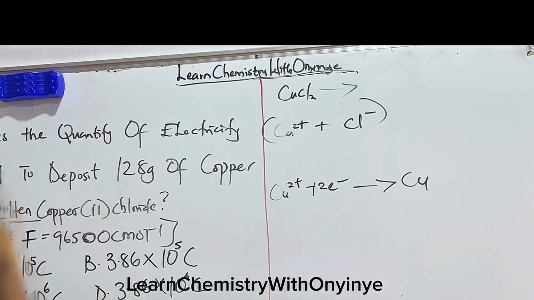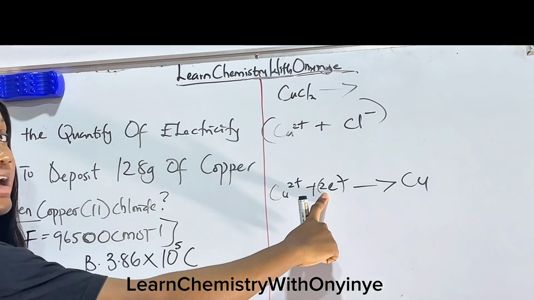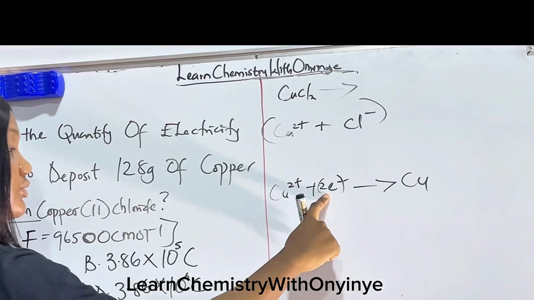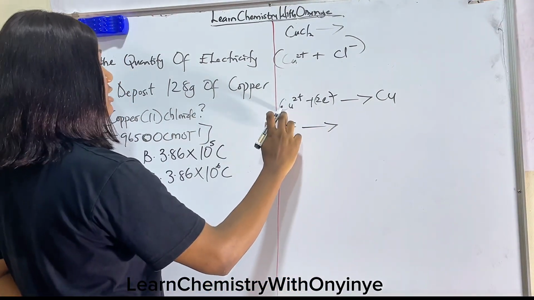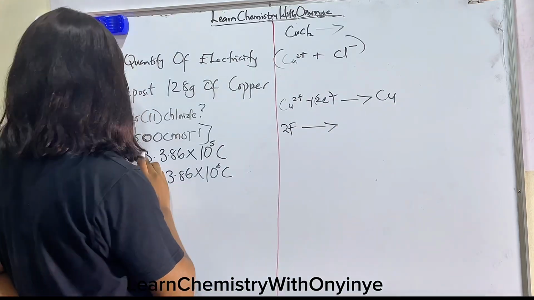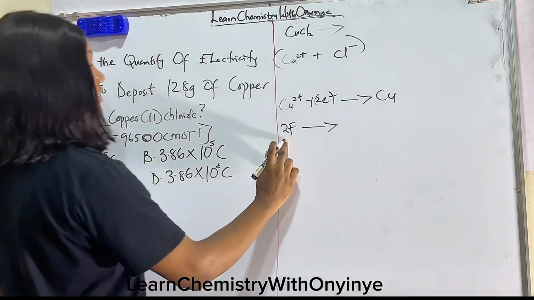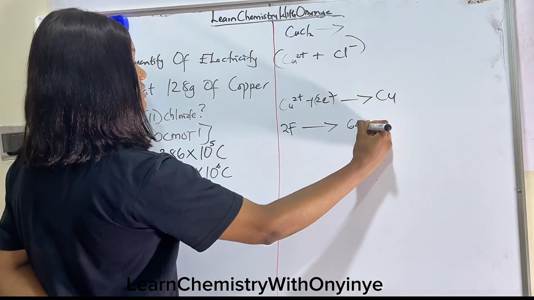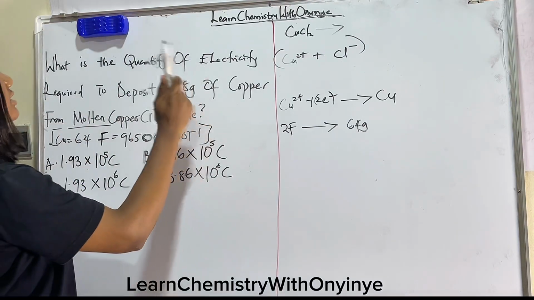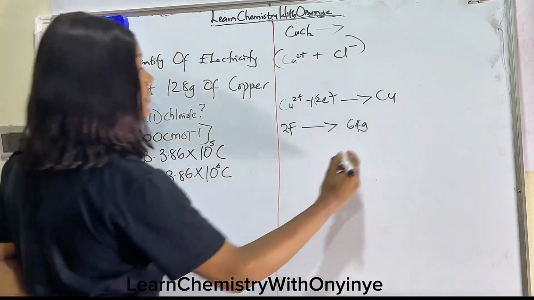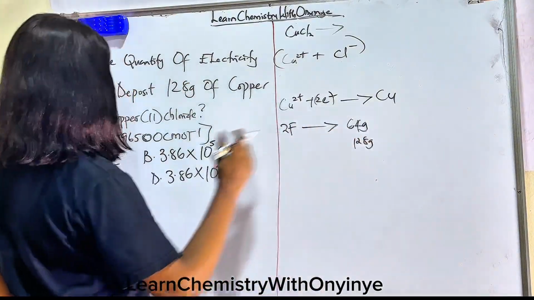We're asked to find the quantity of electricity. Now from here, using the 2 Faraday of electricity, we can find the quantity of electricity. 2 Faraday of electricity is going to deposit 64 grams of copper. So what is the quantity of electricity required to deposit 128 grams of copper?